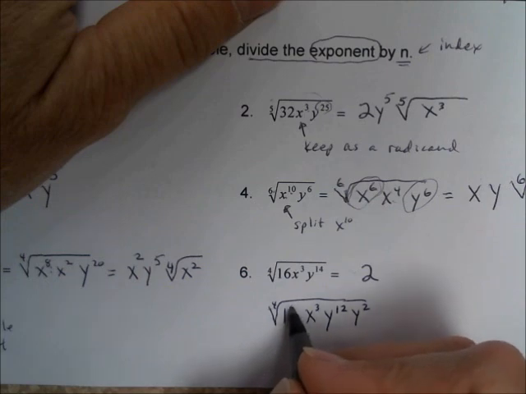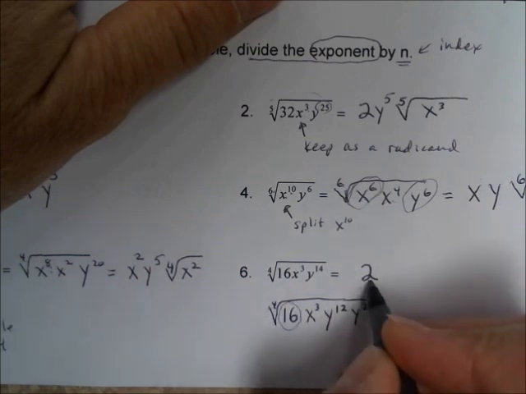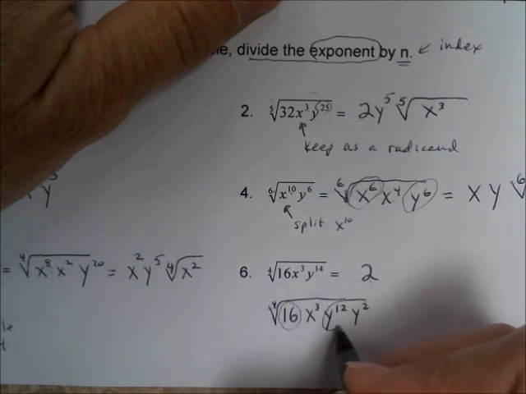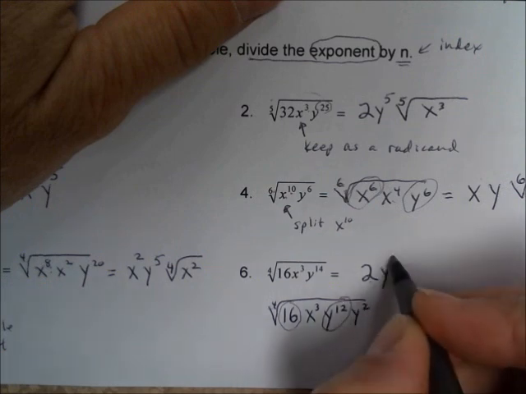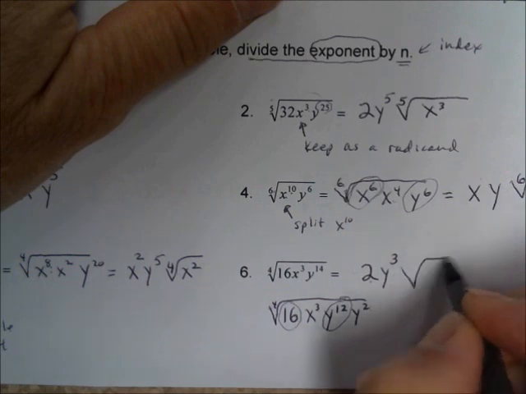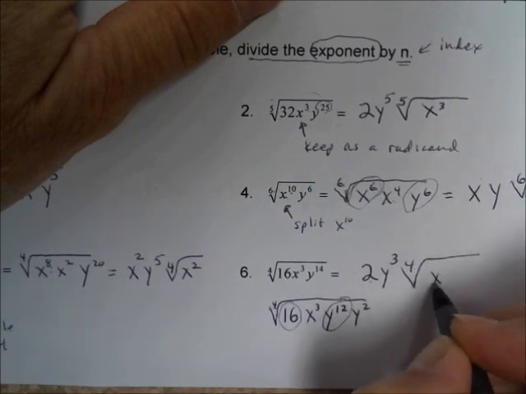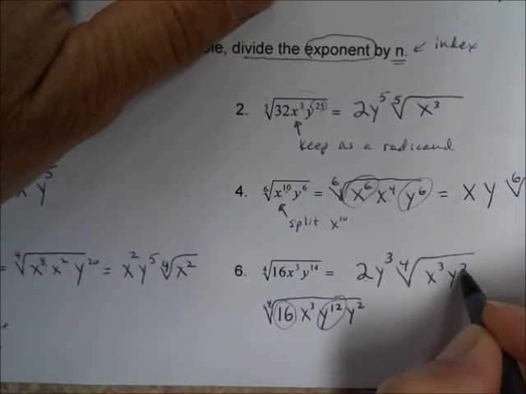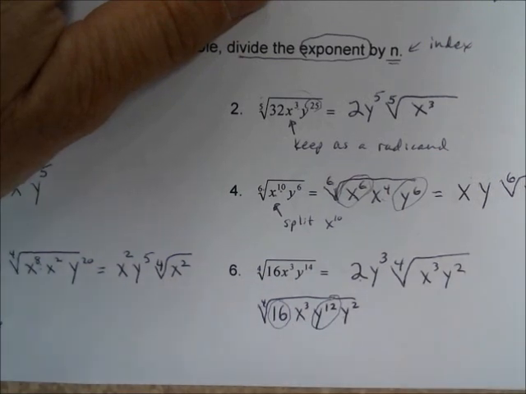So when we take the 4th root, we'll take the 4th root of 16 and call it a 2. We'll take the 4th root of y to the 12th and call it y cubed, because 12 divided by 4 is 3. And then what's left underneath the radical? The 4th root of x to the 3rd and y to the 2nd, because we didn't split that apart.